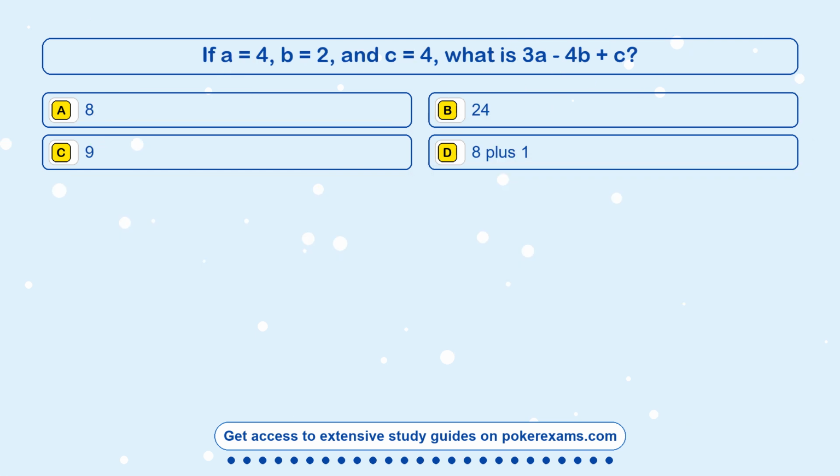Question 8. If A equals 4, B equals 2, and C equals 4, what is 3A minus 4B plus C? Option A 8. Option B 24. Option C 9. Option D 8 plus 1.